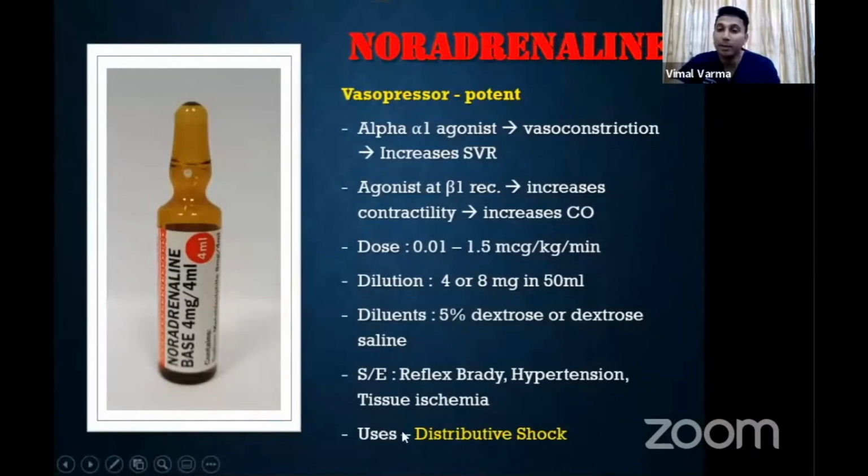Uses: most commonly it is the first agent of choice in distributive shock such as septic shock, where the pathogenesis is mainly peripheral vasodilatation. As in anaphylactic shock, after adrenaline, noradrenaline is the second agent. It is also used in spinal shock to overcome the peripheral vasodilatation.